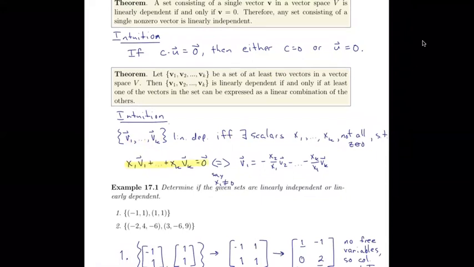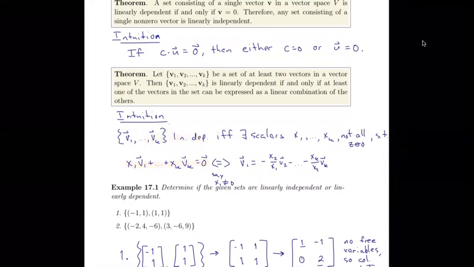So that's from the previous page. I've used x1 through xk instead of c1 through ck, but those are still just scalars, constants, not all of which are 0, because this is equivalent to these vectors being linearly dependent.